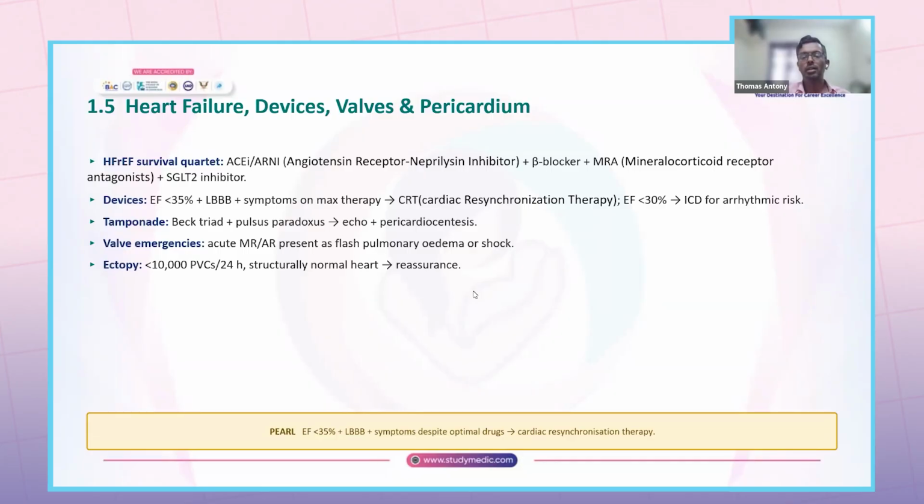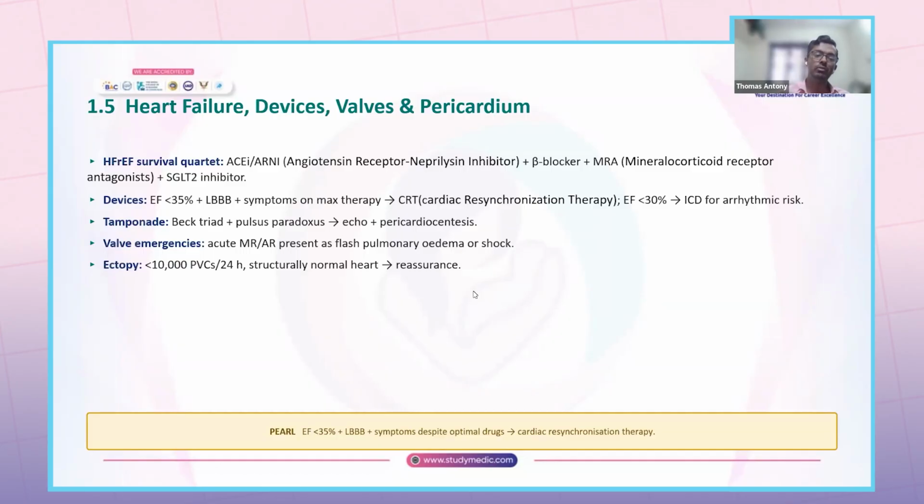So here, for ARNIs, we have sacubitril/valsartan. What happens here is that ACE inhibitors or ARNIs can reduce the remodeling.